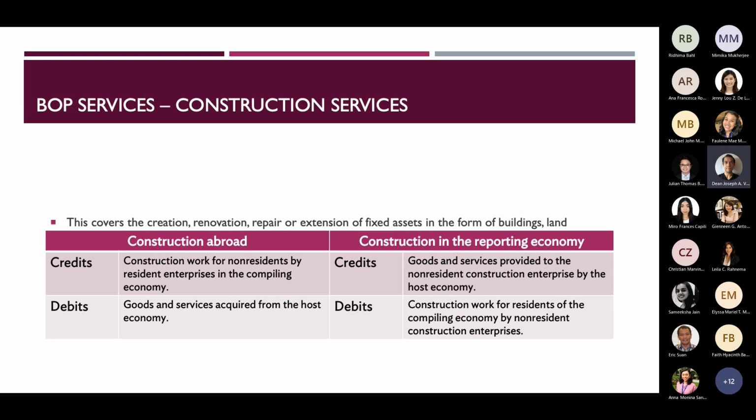Mirroring that illustration, say for instance, you have a construction in your economic territory, and this is commissioned or carried out by a non-resident construction enterprise. How is it then recorded? So the credits, the construction services credits or the exports, include all the goods and services provided to that specific project. So for instance, if you're able to source your raw materials in the economic territory where the construction is being carried out, then that takes part as credits in the construction services.